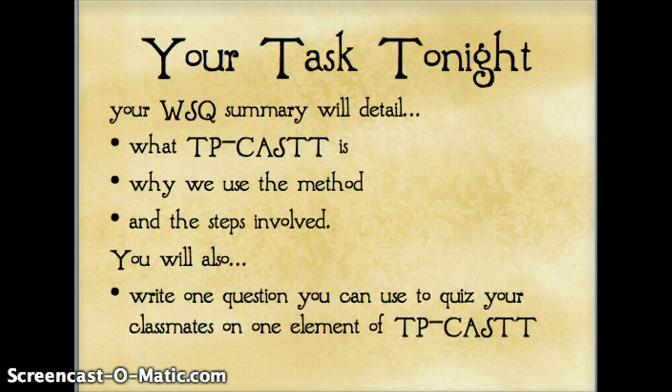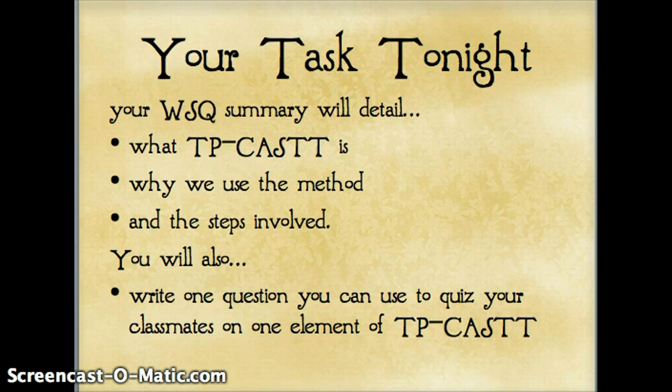So your task tonight is to first have your spiral flipped notebook open. Make sure in the upper right hand corner you put today's date and write the title of the lesson, TP-CASTT. And take notes as you follow along the video. And you will write a summary that details what TP-CASTT is, why we use the method, and the steps involved.